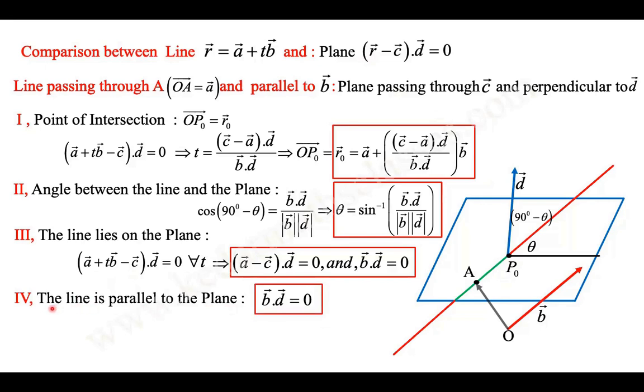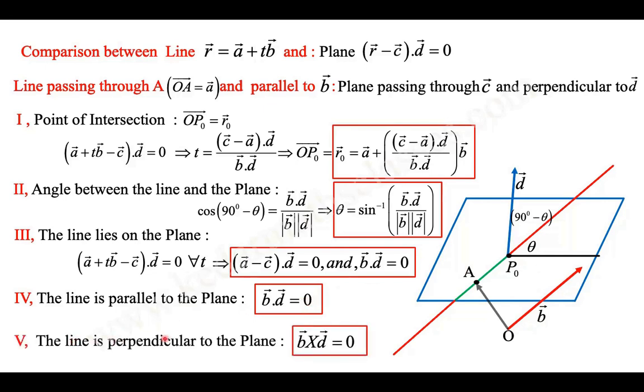Now the next one is that the line is parallel to the plane. Line is parallel to the plane means just parallel. I am not expecting that the line totally should lie on the plane. Once a line is parallel to the plane, this B must be perpendicular to D. That is, B dot D should be equal to 0, right?